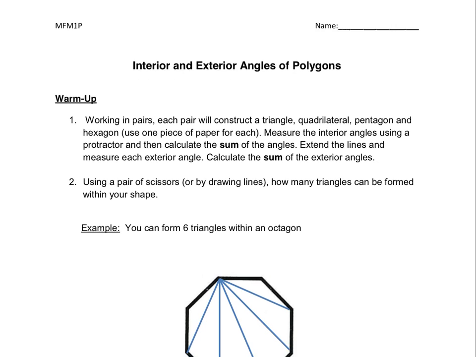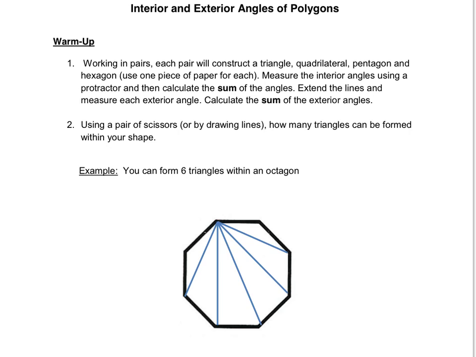In each shape, students were asked to measure all of the interior angles, which are these. So here we have an 8-sided shape, so it has 8 interior angles. We also extended the lines to make exterior angles and then measured each of those exterior angles.